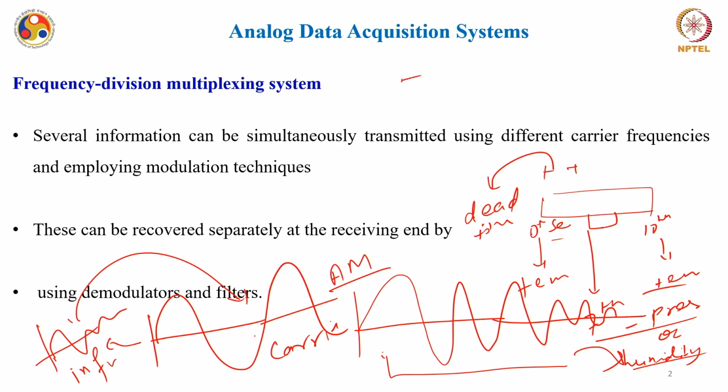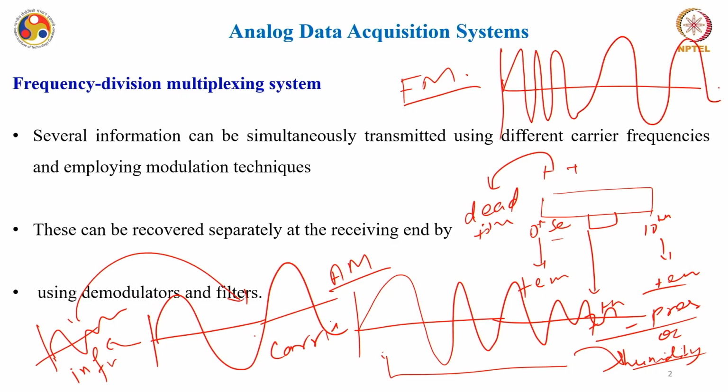Similarly, we can have frequency modulation, where the amplitude will not change, but the frequency of the carrier signal will change. You can say that this part is carrying some part of the information, this is carrying another part of the information, and so on. There is one more kind of modulation, that is phase modulation. Similar to amplitude and frequency, phase can also be modulated. So, several pieces of information can be simultaneously transmitted using different carrier frequencies and employing different modulation techniques.